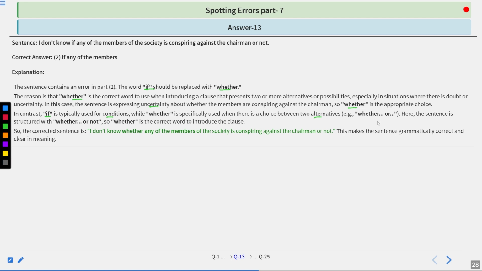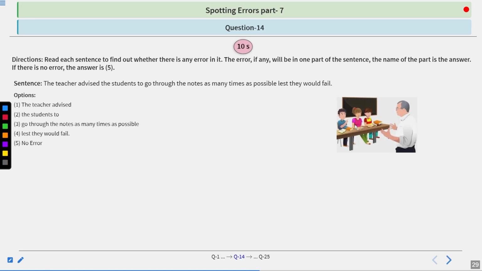The sentence is structured with "whether or not". So "whether" is the correct word to introduce the clause. The correct sentence is: I don't know whether any of the members of society is conspiring against the chairman or not. This makes the sentence grammatically correct and clear in meaning. I hope you have understood. Let's move to the next question.